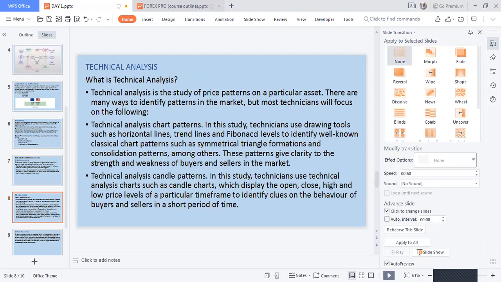Technical analysis is the study of price patterns on a particular asset. Now, what I'm trying to say here is, technical analysts use drawing tools to make analysis. They can draw trend lines. They can use moving averages. They can use MACD. I know these things I'm saying are strange to some of us, but I can assure you, look at what I'm saying. Let's go to TradingView.